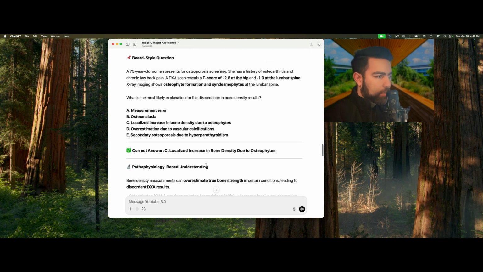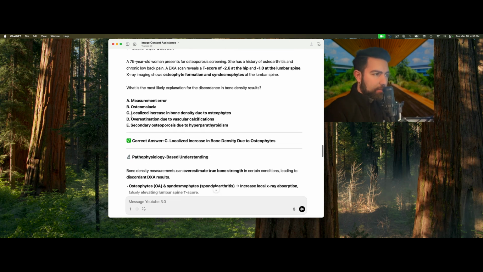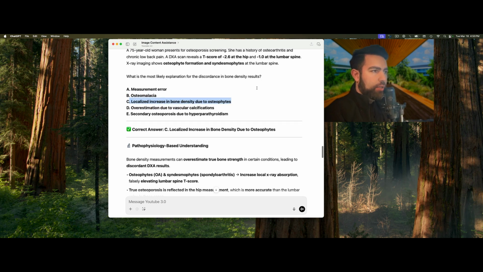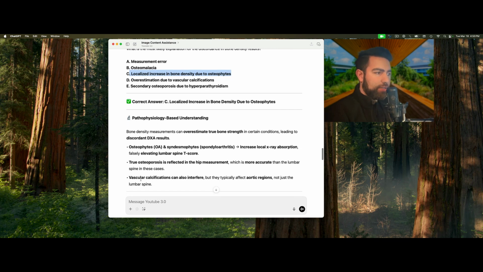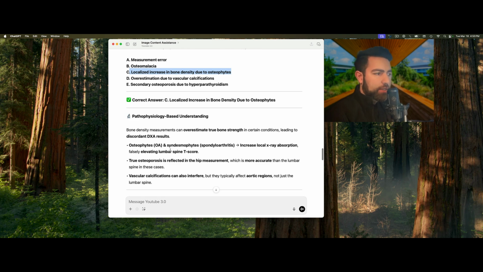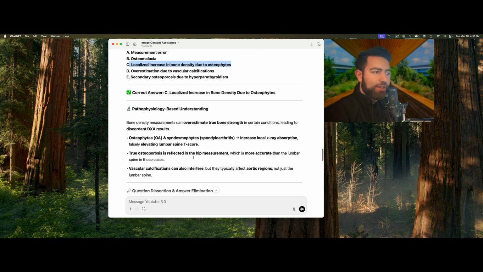All right. So the answer here is the localized increase in bone density. A lot of times patients with chronic degenerative joint disease and back issues develop osteophytes, and these osteophytes can basically throw off the results of a DEXA. Bone density measurements can overestimate true bone strength in certain conditions, leading to discordant DEXA results. The osteophytes and the syndesmophytes increase local X-ray absorption, vastly elevating the lumbar spine T-score. True osteoporosis is reflected in the hip measurement, which is more accurate than the lumbar spine in this case.